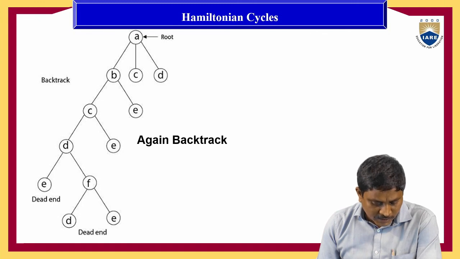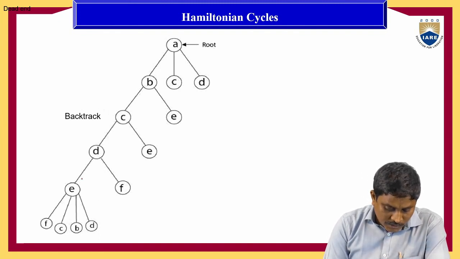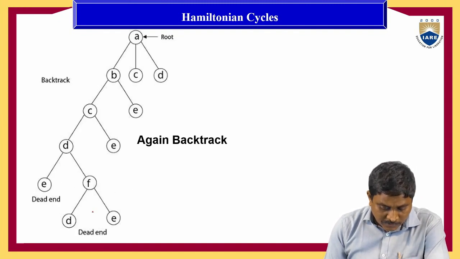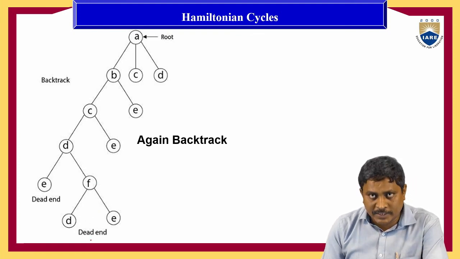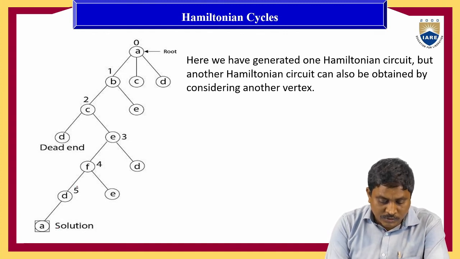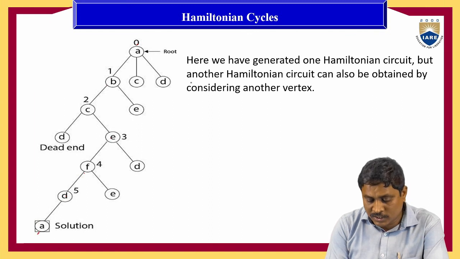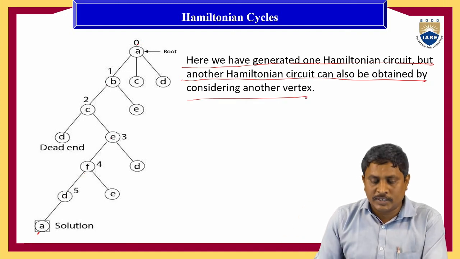So again backtrack, come back. So now here we go, come back, backtrack again. Here F to D also forms a dead end. Again backtrack. So now here we get a solution: A to B, B to C, C to E, E to F, F to D, D to A. Here we have generated one Hamiltonian circuit, but another Hamiltonian circuit can also be obtained by considering another vertex.